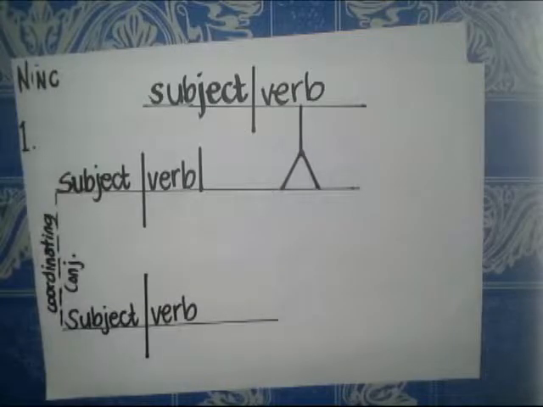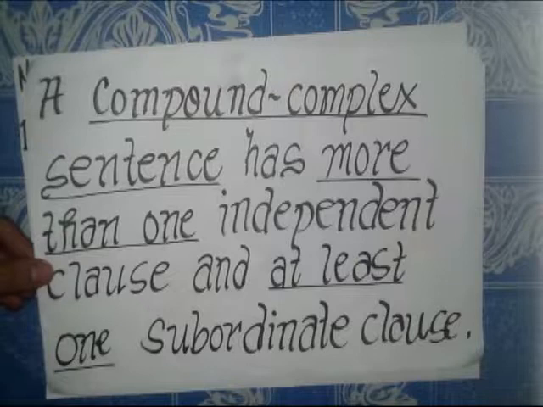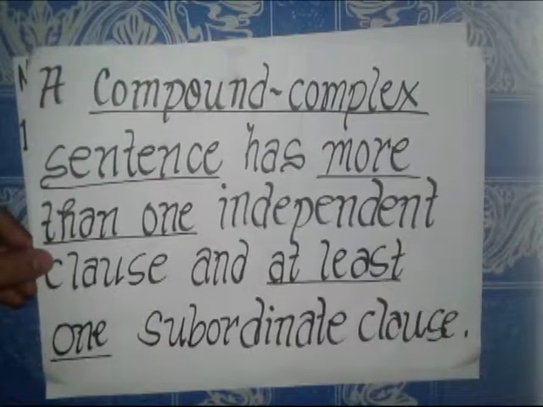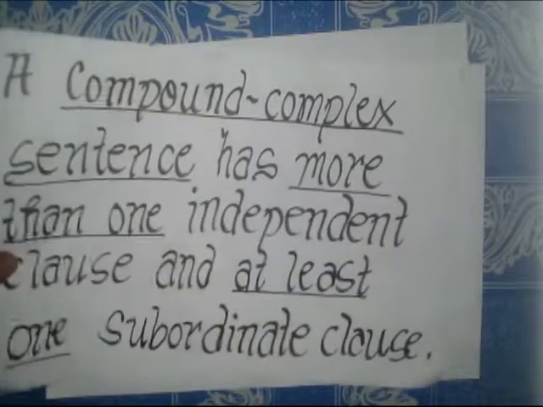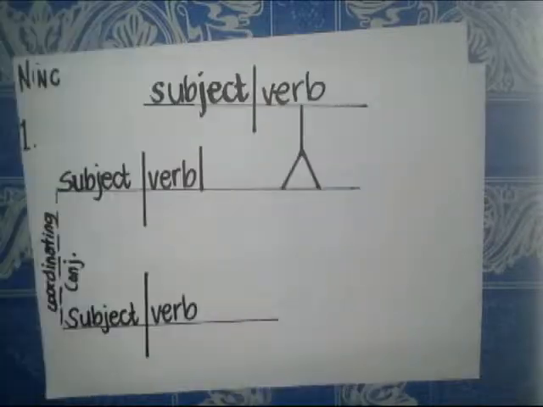The subordinate clause has many functions in a compound-complex sentence. It can be a noun clause, an adjective clause, or an adverb clause. It depends on the sentence that you made. We're going to tackle the noun clause. This is the structure of a compound-complex sentence in which the subordinate clause is a noun clause.